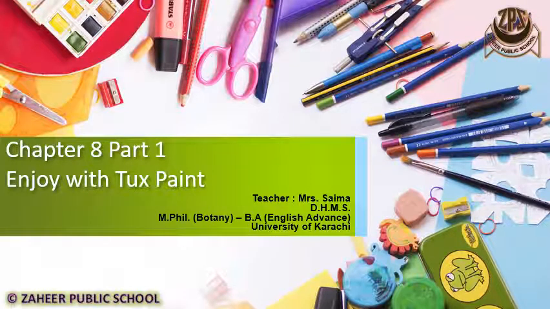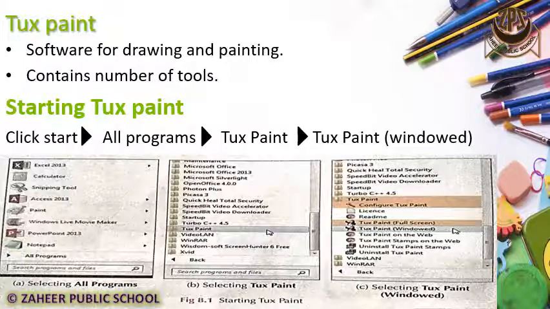In today's computer class, I'm going to discuss the last chapter, chapter 8, Enjoy with TextPaint. TextPaint is a software for drawing and painting, and it has a number of tools to help in drawing in color. It also has interesting sound effects. Download TextPaint from the link given in the description below.